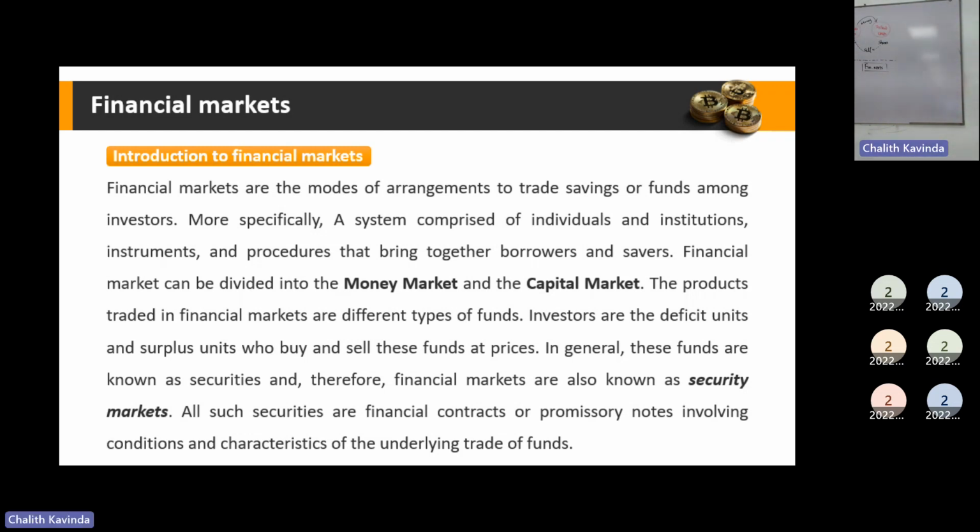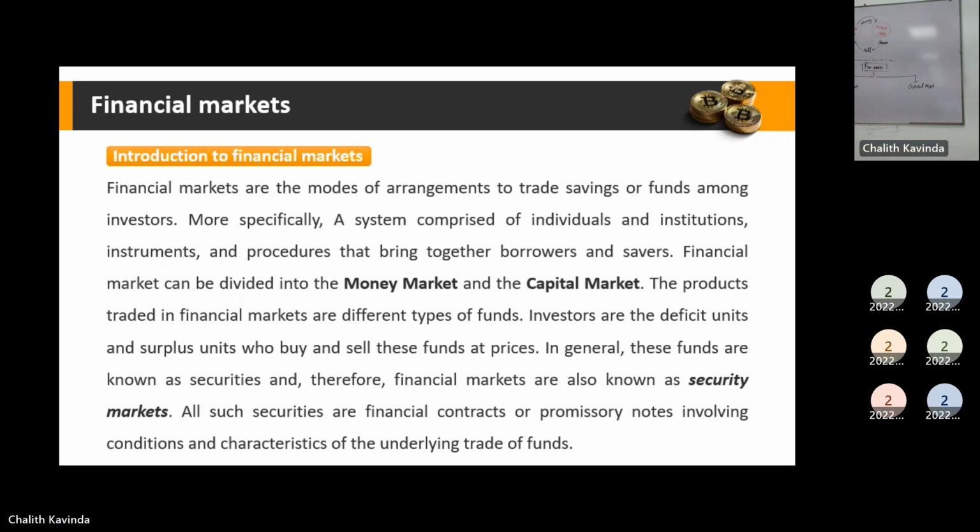Now these financial markets, we can divide into two. What are those? Yes. First we have something called the money market, and the other one is the capital market. So we have the money market, and on the other hand, we have the capital market.